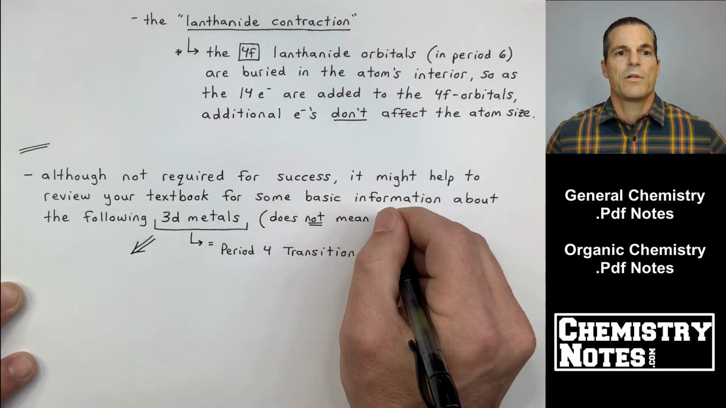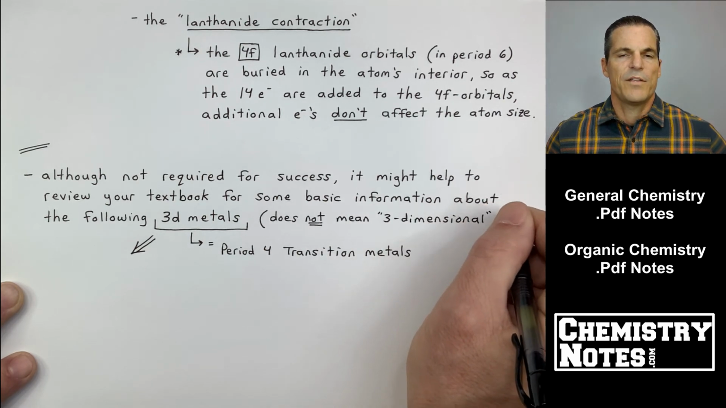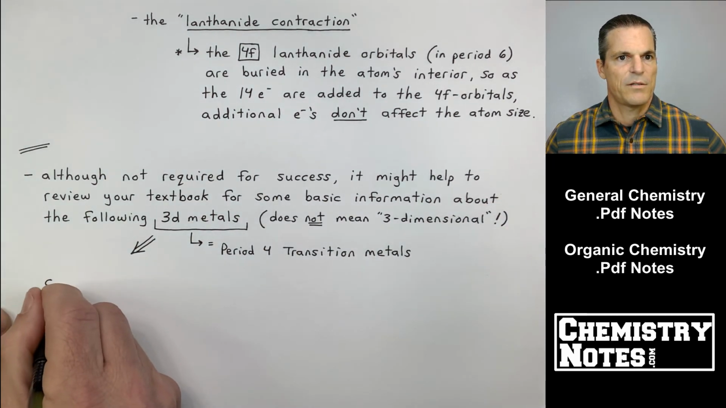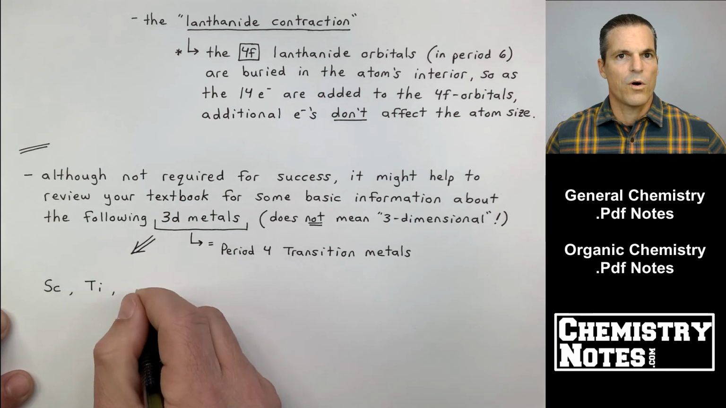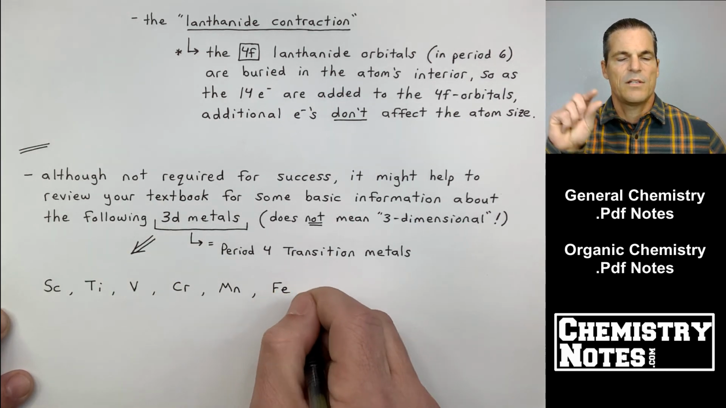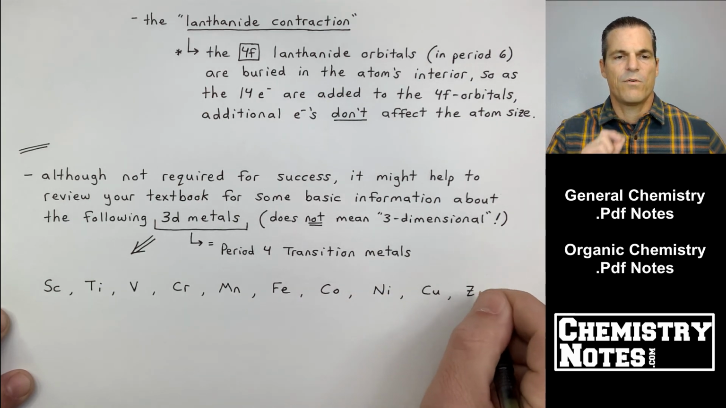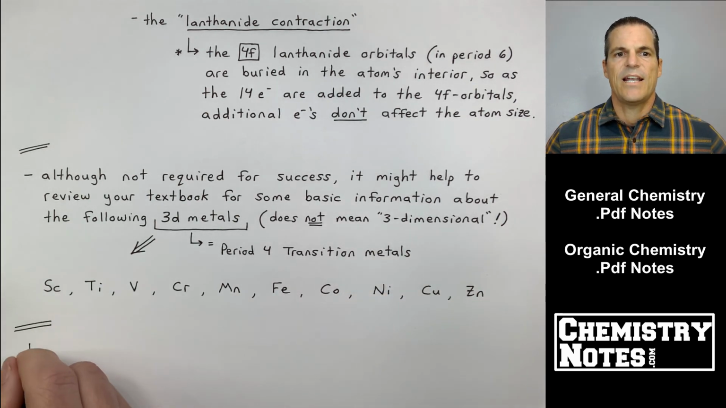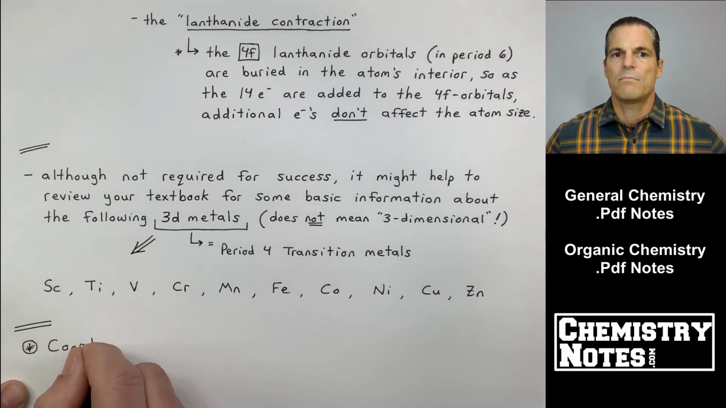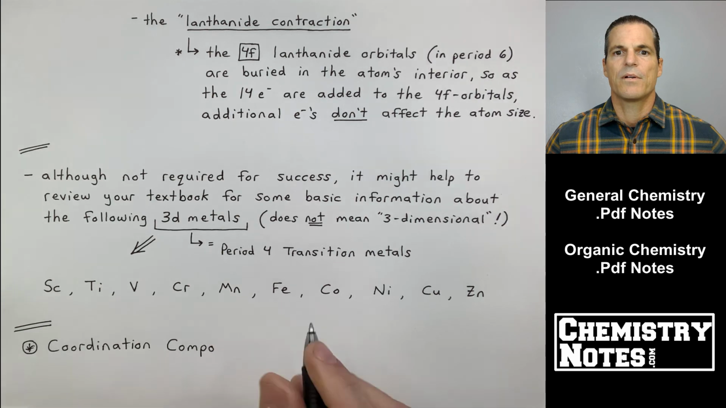All right, so I'm going to list these 3D metals. By the way, 3D does not mean they're 3-dimensional. That means they are in period 4, and it's the first row of transition metals. The D block, right, starts in period 4. Scandium, titanium, vanadium, chromium, manganese, iron, cobalt, nickel, copper, and zinc.